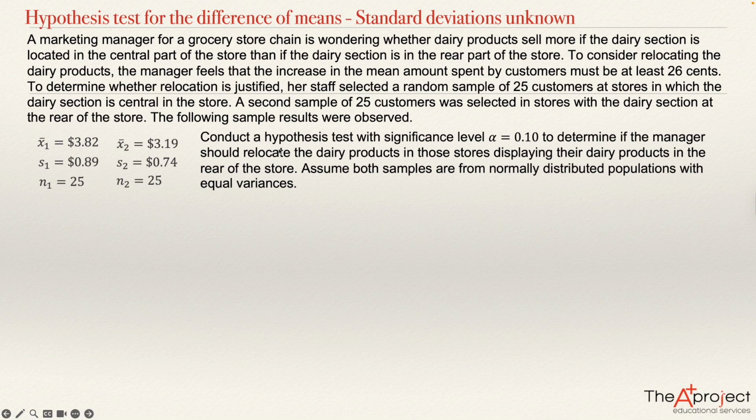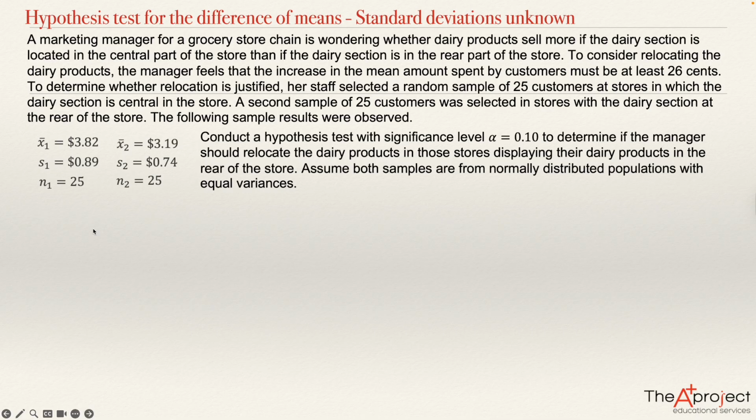And what we are going to do is conduct a hypothesis test with a significance level alpha equals 0.10 to determine if the manager should relocate the dairy product in those stores displaying their dairy product in the rear of the store. We noted that in the rear part of the store the sample mean was 3.19, while the amount spent by the customers on average was bigger when the dairy product is in the central part. If the average expenditure of the customer is at least 26 cents more than in the stores when the dairy product is located in the rear part, we are going to relocate the dairy product.